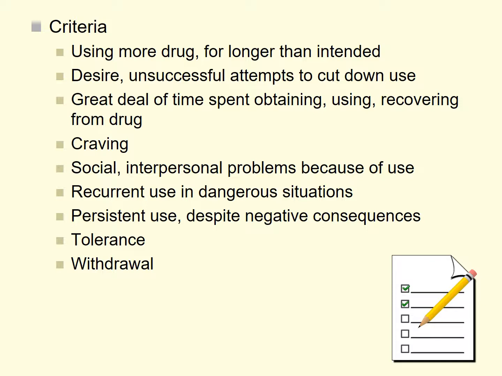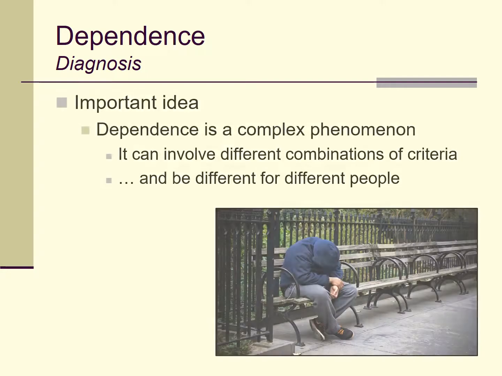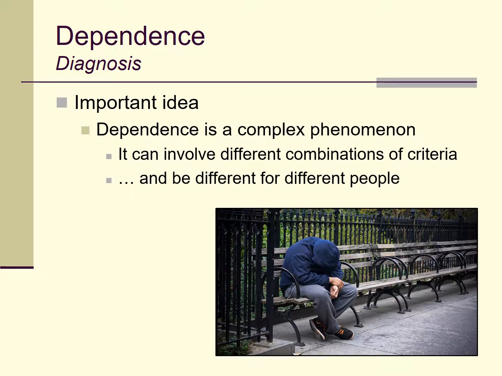Now, an important point that I think emerges from this is that dependence is a complex phenomenon. Dependence or substance use disorder is a complex phenomenon. It can involve different criteria, combinations of criteria, and thus can be different for different people. So if you had two people next to each other, both of whom are diagnosed as having substance use disorder, they might actually individually have quite different sets of symptoms or criteria met. So it's not as simple as to say all addiction is the same, or all dependence is the same, or all substance use disorder is the same. There are some common features, but an individual person might be very different in terms of his combination of features or criteria from another individual person. So it's an important point to make.